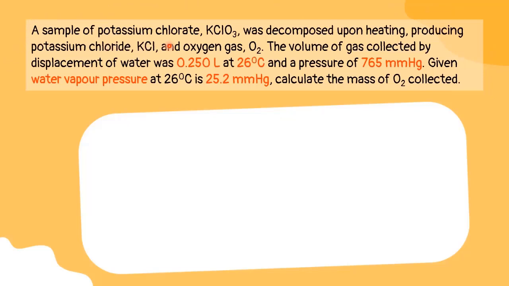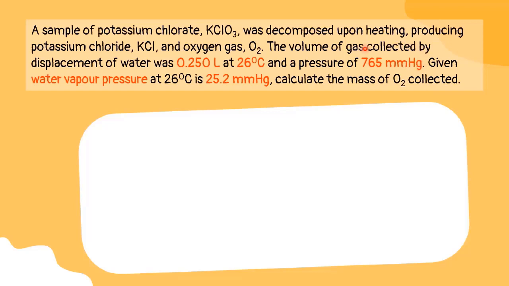A sample of potassium chlorate, KClO3, was decomposed upon heating, producing potassium chloride and oxygen gas. The volume of gas collected by displacement of water was 0.250 liter at 26 degrees Celsius and a pressure of 765 mmHg. Given that the water vapor pressure at 26 degrees Celsius is 25.2 mmHg, calculate the mass of O2 collected.